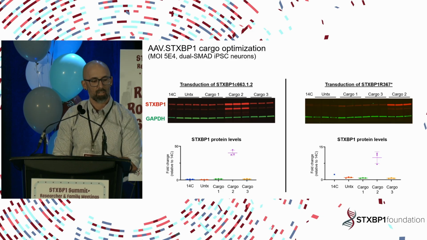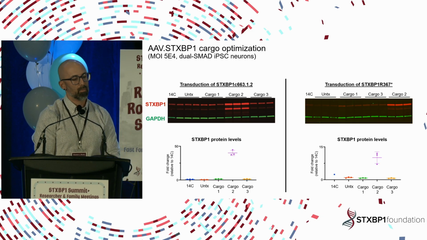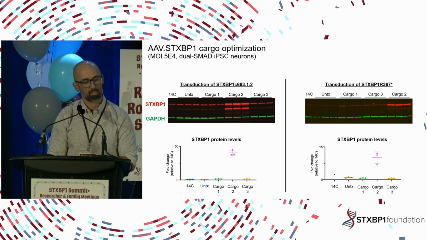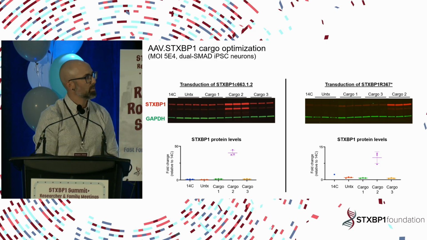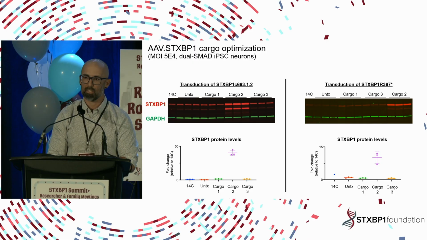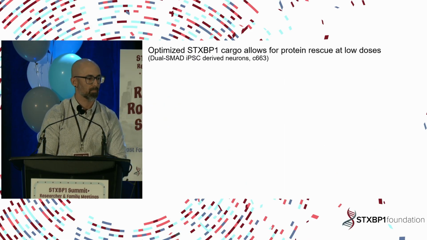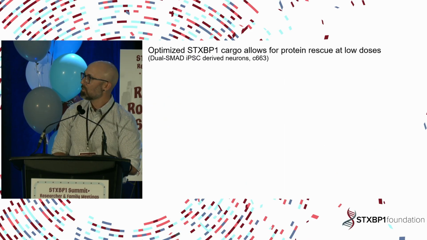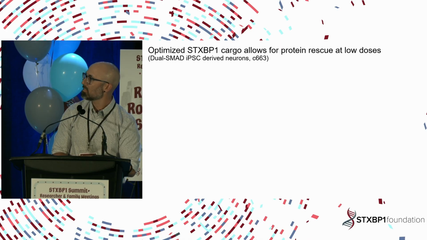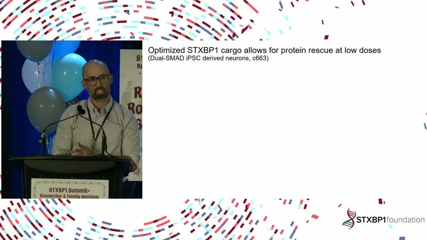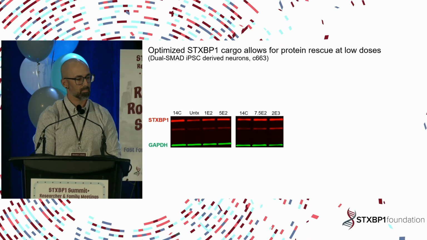Testing in another R367 stop line, we can see that cargo 2, which is now on the right in that Western blot, again drives STXBP1 expression well above wild type levels. So we've gone on to do dose response, at least in these cell lines, of how low of a dose can we actually give to get back to wild type levels.